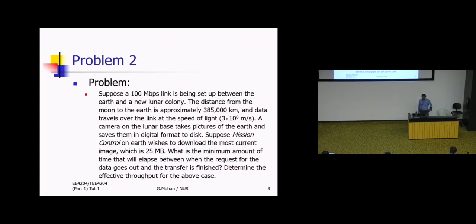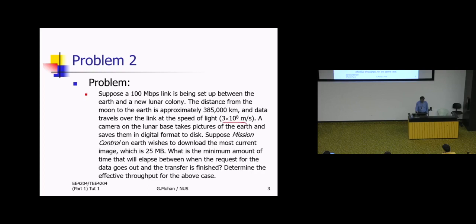Problem number 2. Suppose a 100 Mbps link is being set up between Earth and a new lunar colony. The distance from the moon to the Earth is approximately 385,000 kilometers. And data travels over the link connecting the Earth and the moon at the speed of 3 times 10 raised to the power 8 meters per second, because this is the magic number which we know from our school, right? The speed of light, the ideal speed of light in free space.